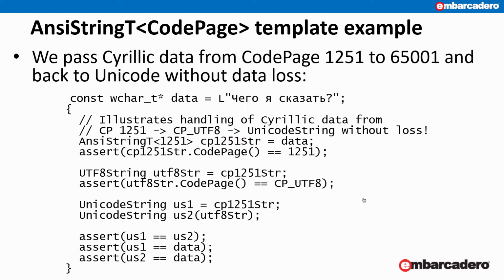Here's a quick example on using the AnsiStringT code page template to pass Unicode Cyrillic data from code page 1251 to 65001 and back to Unicode without any data loss. So that's very cool. Windows 1251 is a popular 8-bit character encoding designed to cover languages that use the Cyrillic script, such as Russian, Bulgarian, Serbian Cyrillic, and other languages. And it is most widely used for encoding the Bulgarian, Serbian, and Macedonian languages. Code page 65001 is UTF-8.